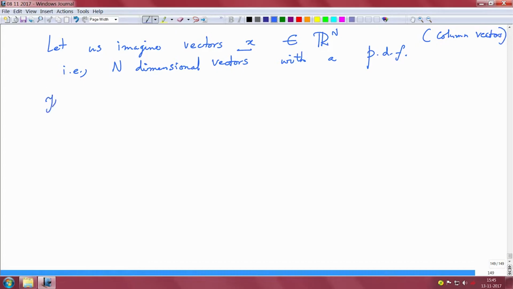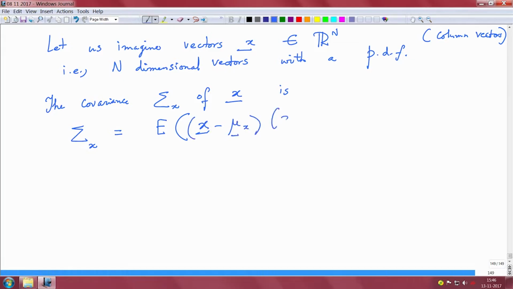Now, we can compute the covariance of x as follows. So, sigma x is the covariance matrix of x, which is the expectation of (x minus mu x) times (x minus mu x) transpose. Okay, so this is a matrix, right? This is an n by 1, this is a 1 by n, you have an n by n. So, this is a covariance matrix.